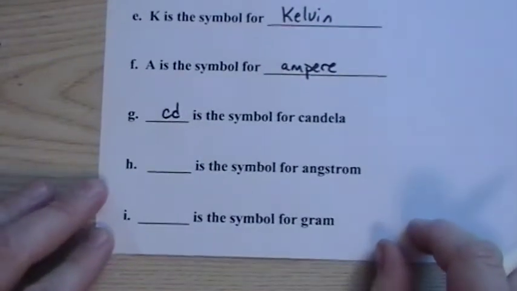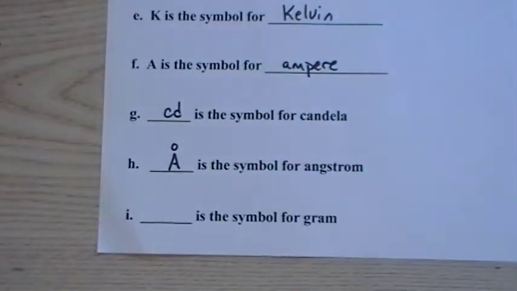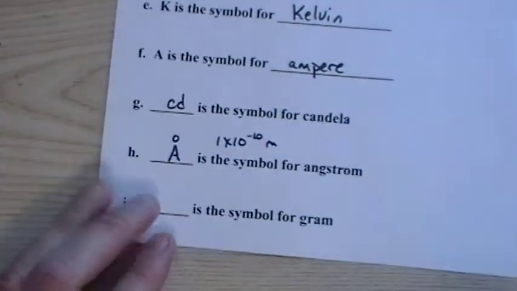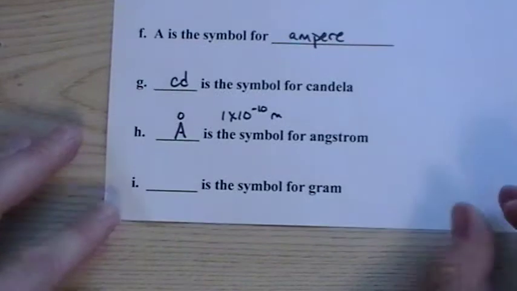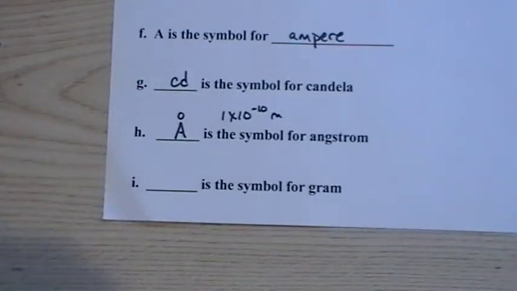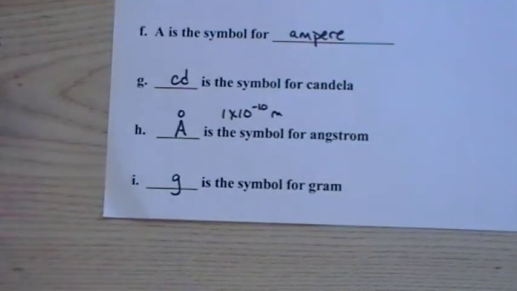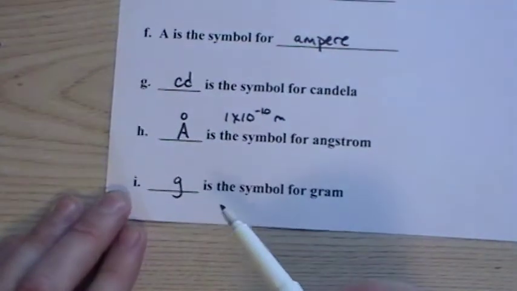Blank is a symbol for angstrom. This is capital A with a little degree sign over it. And that's 1 times 10 to the minus 10 meters. Just throwing that in there. That's not a base unit, but that's a unit that you should know. And then the final one, because the base unit for mass is kilograms, I also wanted to put in g as a symbol for grams, because we're going to see that quite a bit. So that's all you can say here. You just need to know the base units and any of these units as well.